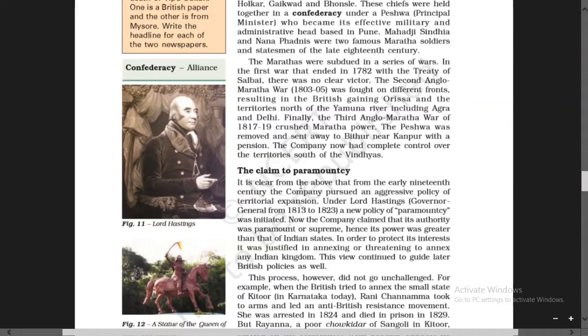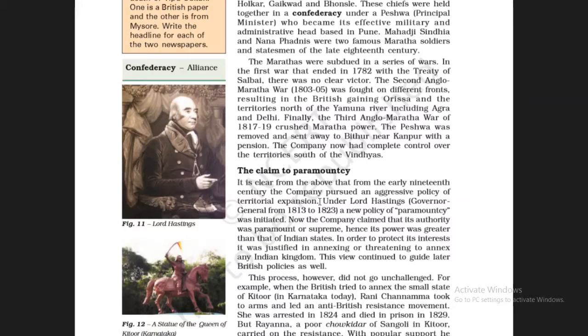It is clear from the above that from the early 19th century the Company pursued an aggressive policy of territorial expansion. Pursued means they followed. They were eager with a policy of territorial expansion. They wanted to expand their territory.